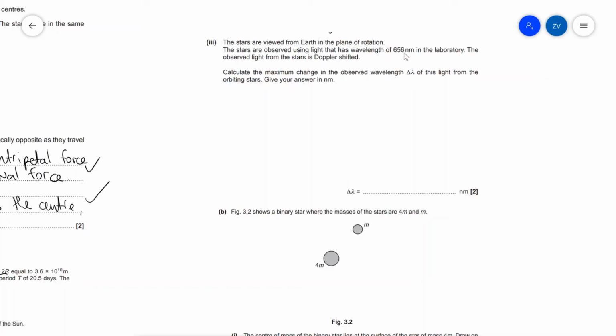Okay, well, in order to find delta lambda, we're going to be using Doppler's shift formula. So delta lambda over lambda is equal to v over the speed of light. Now we know that this is the wavelength observed in the lab, so it's going to be 656. We know the speed of light, so all we need to do is figure out their recession velocity.